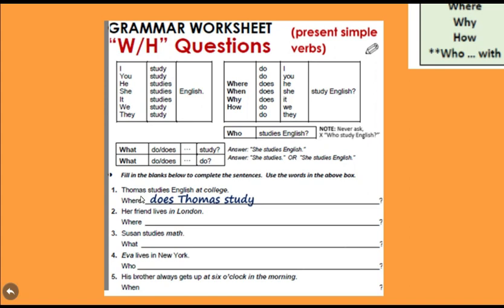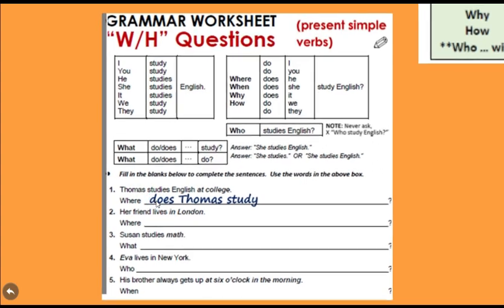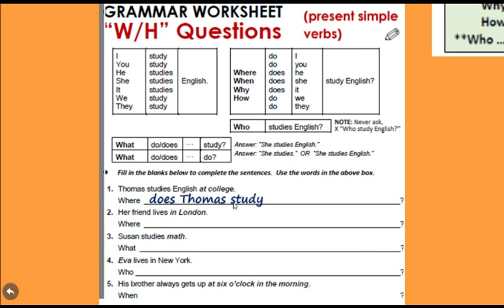Here we have Thomas studies English at college. When we talk about Thomas, it represents he. So the question must be with does because it is third person. Where does Thomas study? Good. In this one, remember, it's asking about place. In the next one, we have her friend lives in London. The next one here we have place. So you can say in this one the question, where does her friend live?